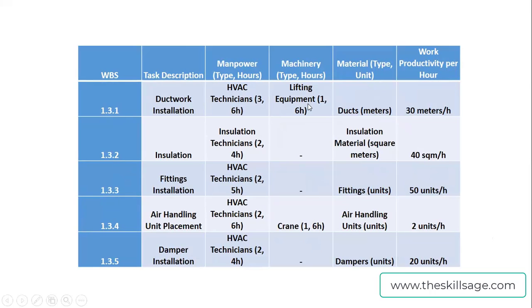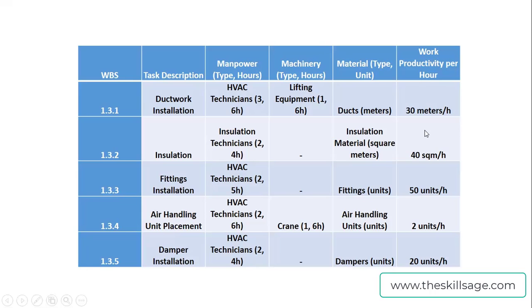So each and every work has its own crew, and then productivity. 30 meters per hour, but how many technicians do I need, how many equipment lifting machines do I need. So these are the resources. This is the productivity, and that's how it's going to help us to calculate.